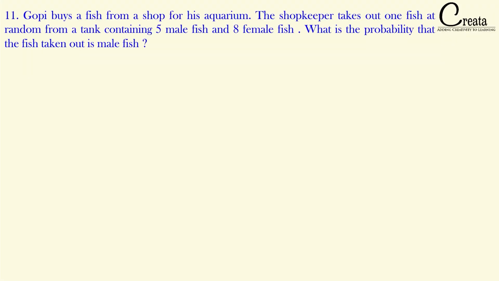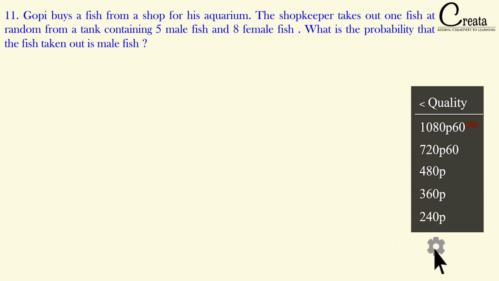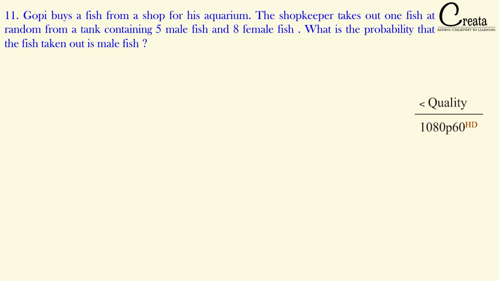Here it is. Gopi buys a fish from a shop for his aquarium. The shopkeeper takes out one fish at random from a tank containing 5 male fish and 8 female fish. What is the probability that the fish taken out is a male fish? We will go step by step. Our first step is to observe the question and visualize the question. Only after that we will follow the second rule, that is using the formula. So let's observe the question.